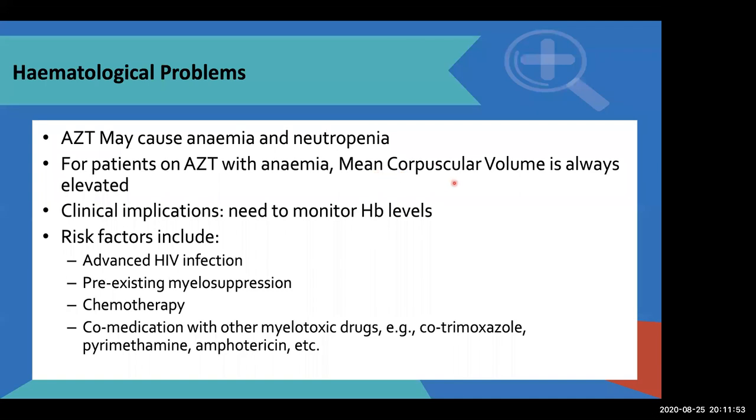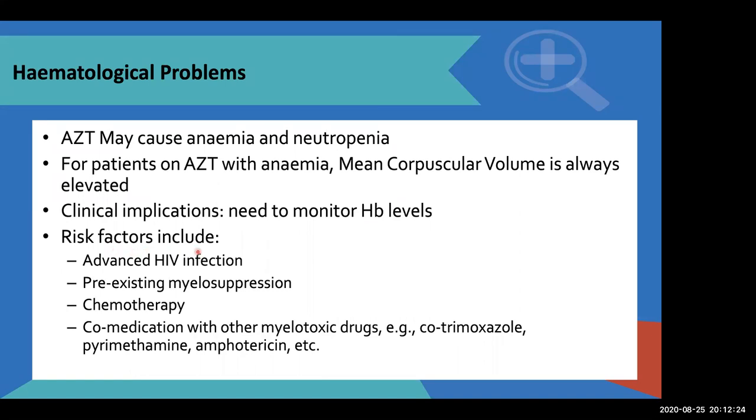So always check. If you find anemia with an MCV that is high on a patient who has recently started on zidovudine, you may consider that that is AZT-associated anemia, right? And hence, whenever we start patients on zidovudine, you have to do your Hb before you start them on ARVs. You have to do it monthly for the first 3 months. And if it's okay, then you do it once a year from then onwards.